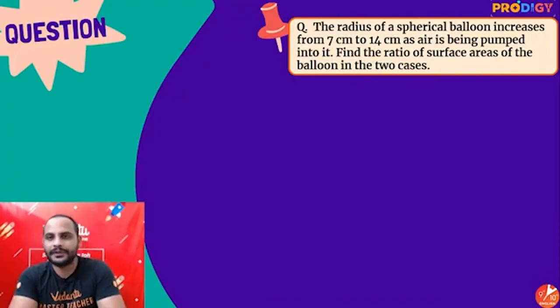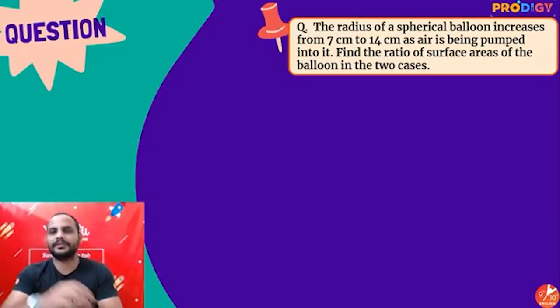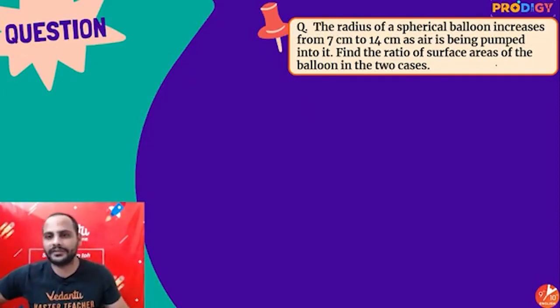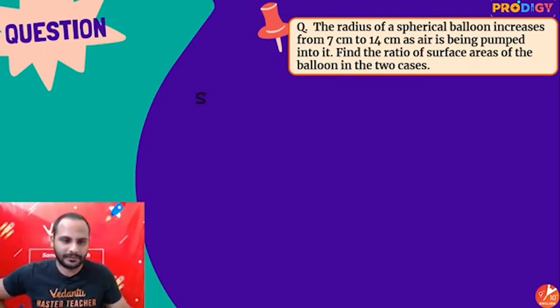First question, dekho. The radius of a spherical balloon increases from 7 centimeter to 14 centimeter as air is being pumped into it. So as we are pumping the air, the sphere is increasing in its size. Find the ratio of surface area of the balloon in the two cases. So I'll say, sir, let me use a pen with a lighter color.